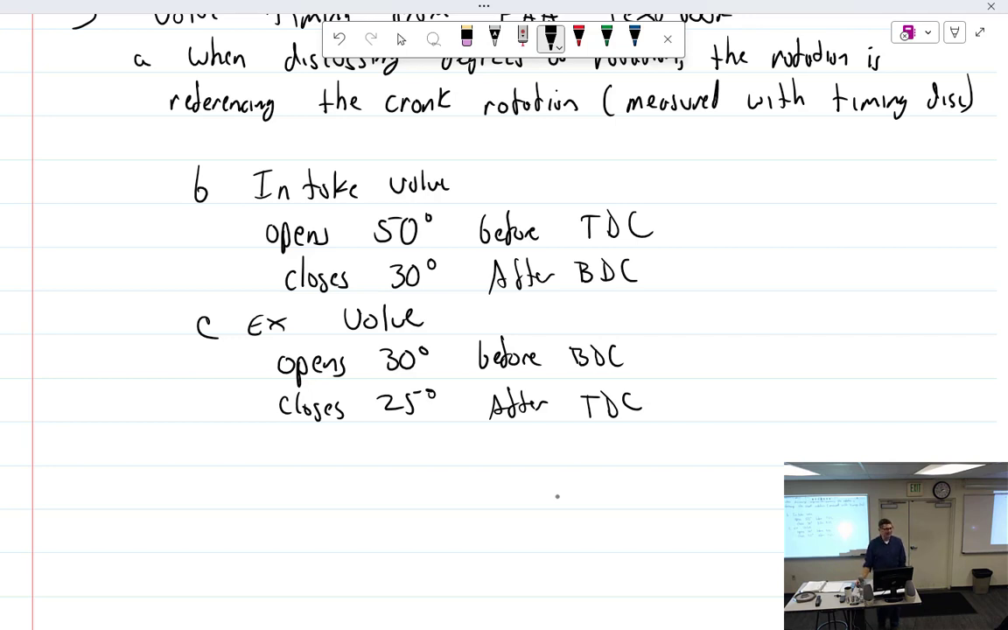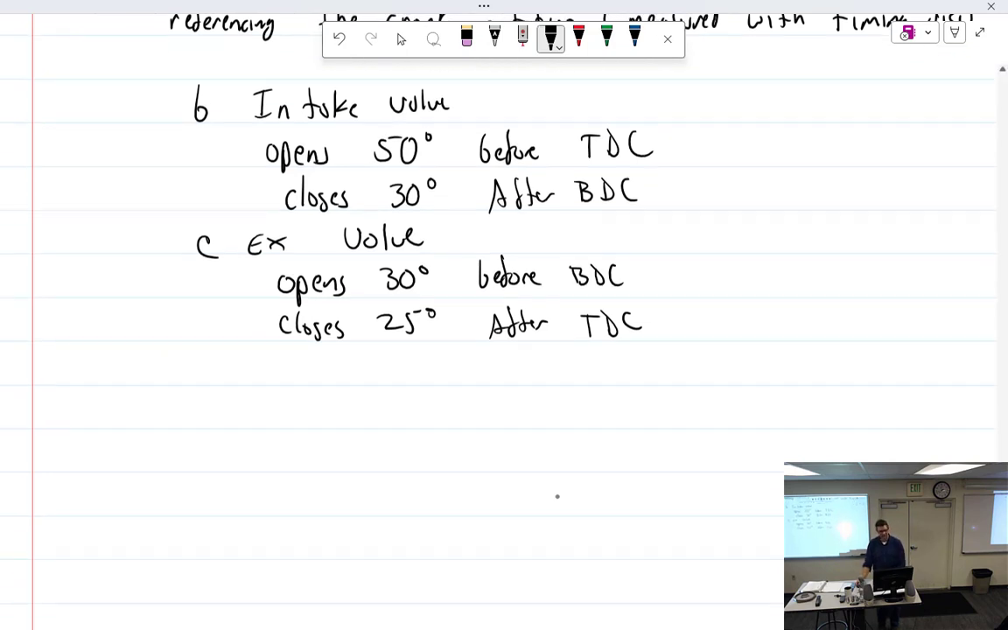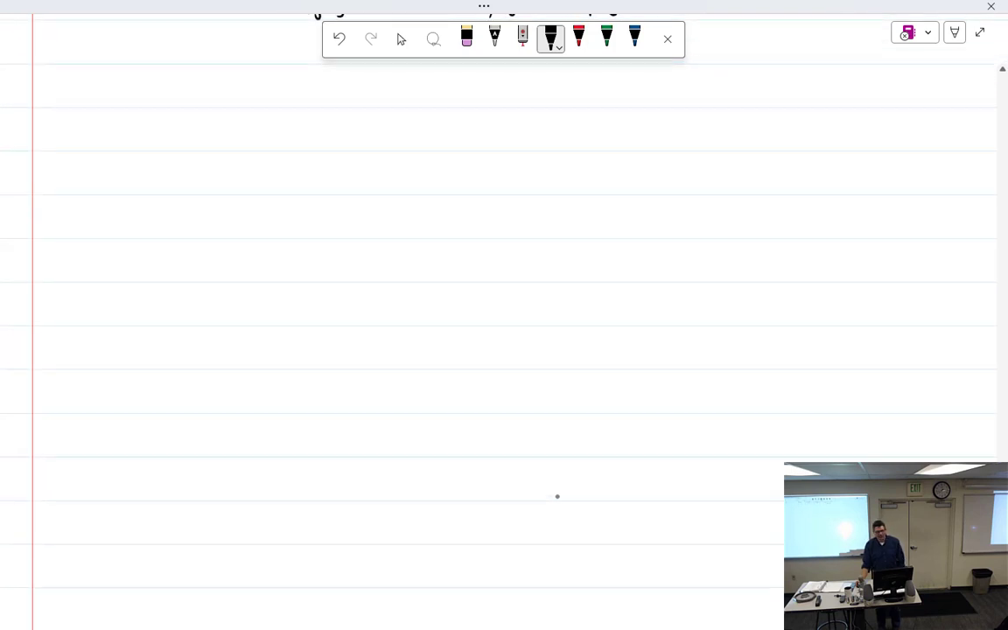Okay, so let's draw a little chart. Instead of that circle, let's draw it out linear. So let's think. What are the 4 strokes? Intake. Compression. Power. Exhaust. All right, what comes after exhaust? Intake. What comes before intake? Exhaust. All right, so now we have a full picture here, right?